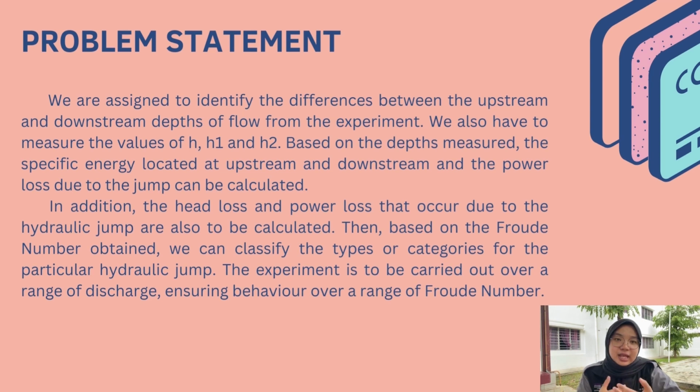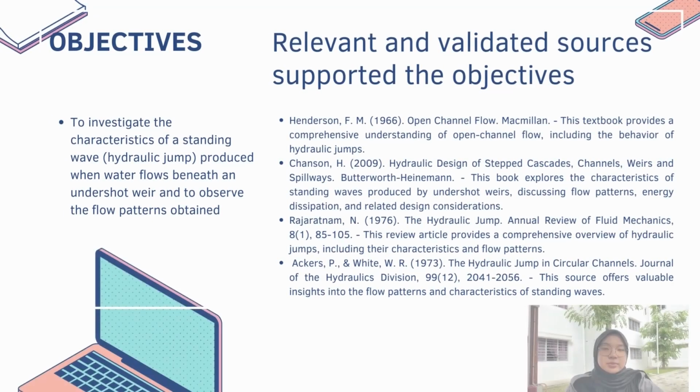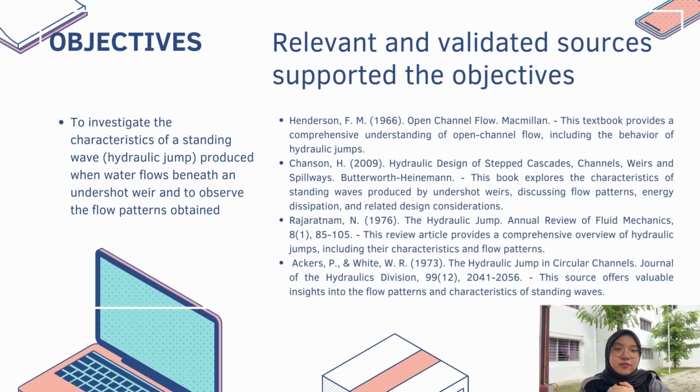The experiment is to be carried out over a range of discharge, ensuring behavior over a range of Froude number. The objective of this experiment is to investigate the characteristics of a standing wave hydraulic jump produced when water flows beneath an undershot weir and to observe the flow patterns obtained. These objectives can be supported with 4 relevant and validated sources as shown in the slides.